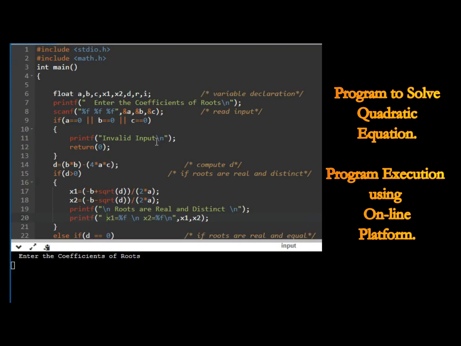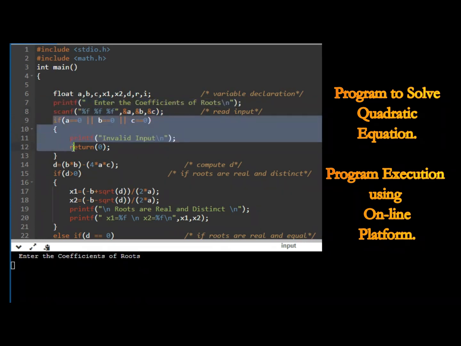Just now I explained the process of solving the quadratic equation problem. So I have explained the algorithm, flowchart along with the code. Now I am demonstrating the solving of the quadratic equation. Here is a program. I have defined three variables a, b, c. I already mentioned, a, b, c are the input variables. x1, x2 are the roots, d is the discriminant value, and r and i are the real and imaginary value assignments.